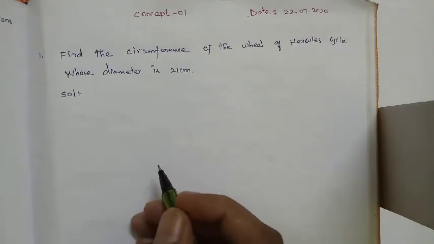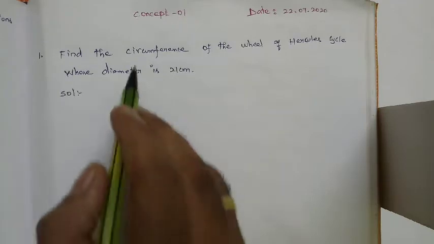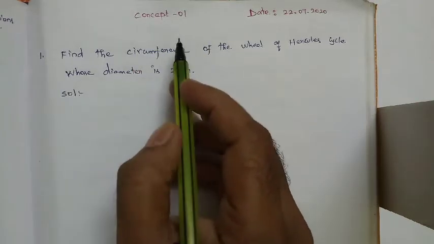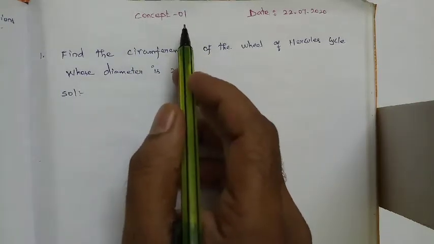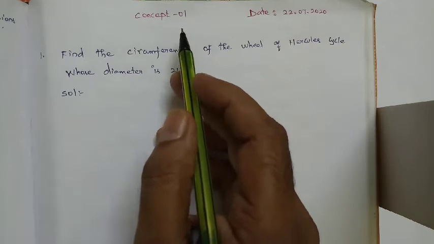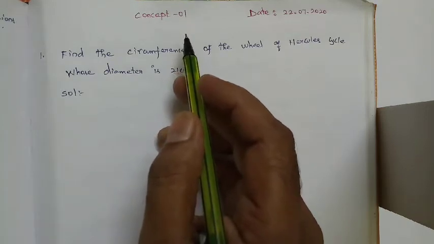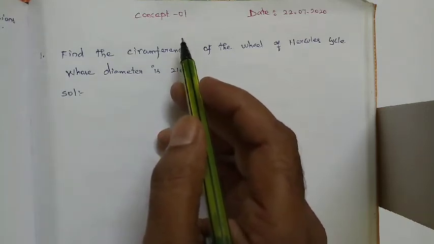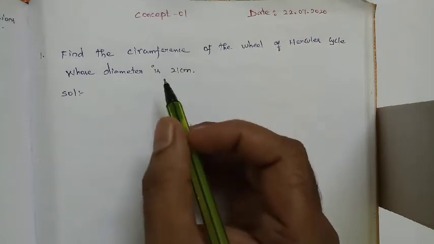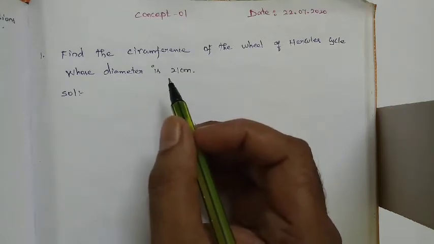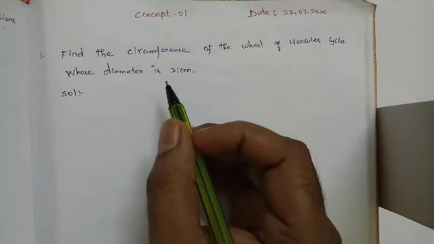Hi students, today we are going to see concept 1, areas related to circles. Yesterday itself we have discussed that concept 1 is nothing but the circumference of a circle, semicircle and quadrant circle. And one more formula we have discussed, that is for rotating wheels.